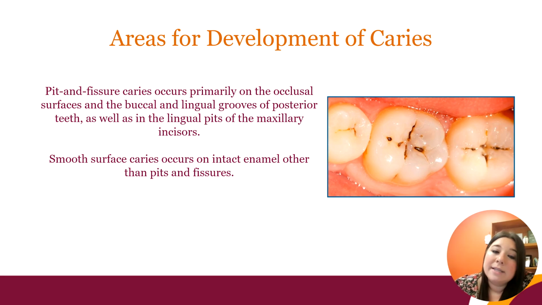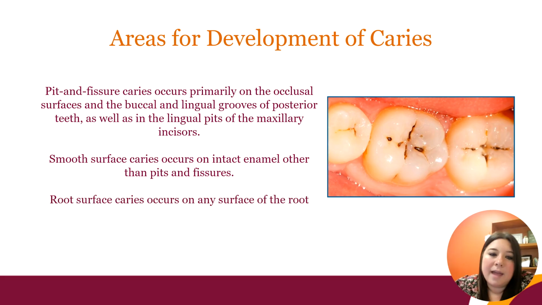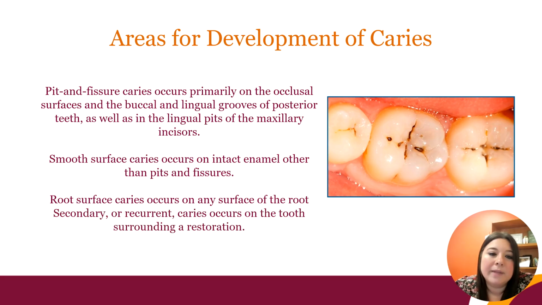Smooth surface caries can occur on intact enamel other than pits and fissures, but is less likely. And then root surface caries occur on any surface of the root. The root is usually not as smooth, a little more rough, so it can pick up plaque and bacteria pretty easily there.